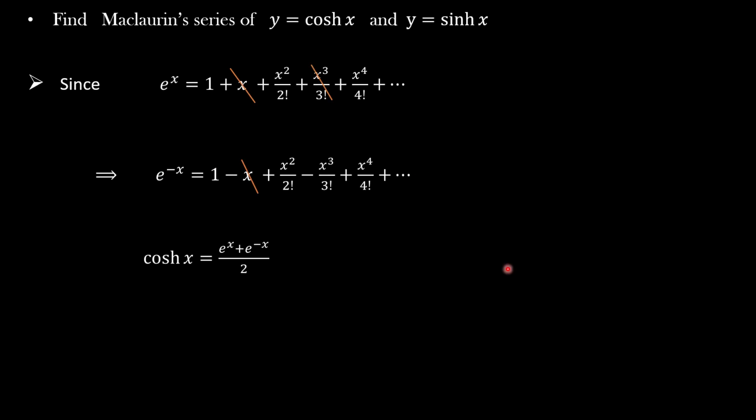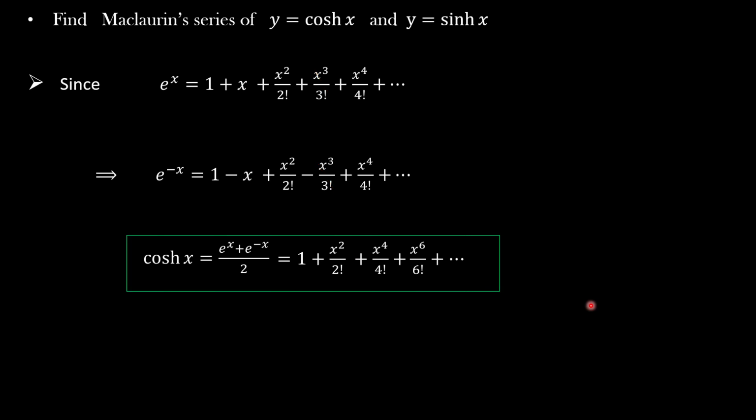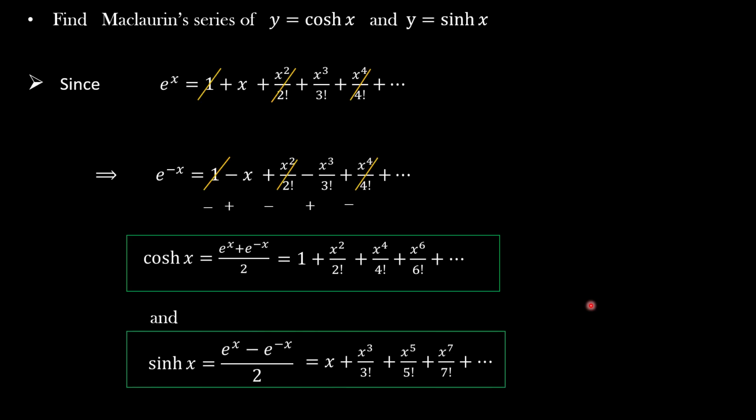Adding the series expansion of the two functions term by term and dividing it by 2, you will get cos hyperbolic x equal to 1 plus x square by 2 factorial plus x to the power 4 by 4 factorial plus x to the power 6 by 6 factorial and so on. In the same way, we can also obtain the series expansion of sin hyperbolic x, which is equal to x plus x cube by 3 factorial plus x to the power 5 by 5 factorial and so on.